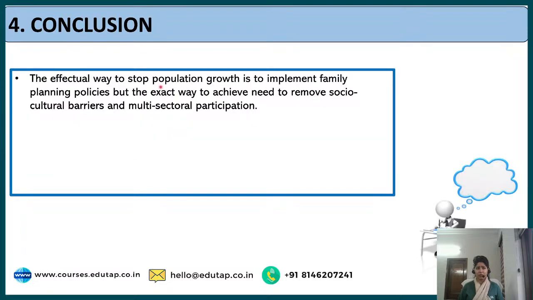The effectual way to stop population growth is through family planning policies, but the exact way to achieve this is to remove socio-cultural barriers and ensure multi-sectoral participation. Socio-cultural barriers mostly indicate that India is a patriarchal society. Asian societies are patriarchal, and that's why reproduction is considered very natural. First of all, marriage is a very strong institution in our country, and as a result of marriage, reproduction is considered automatic, that this is supposed to happen, this is your responsibility, this has to be done. As a result, the resources are under stress, the country is under stress.